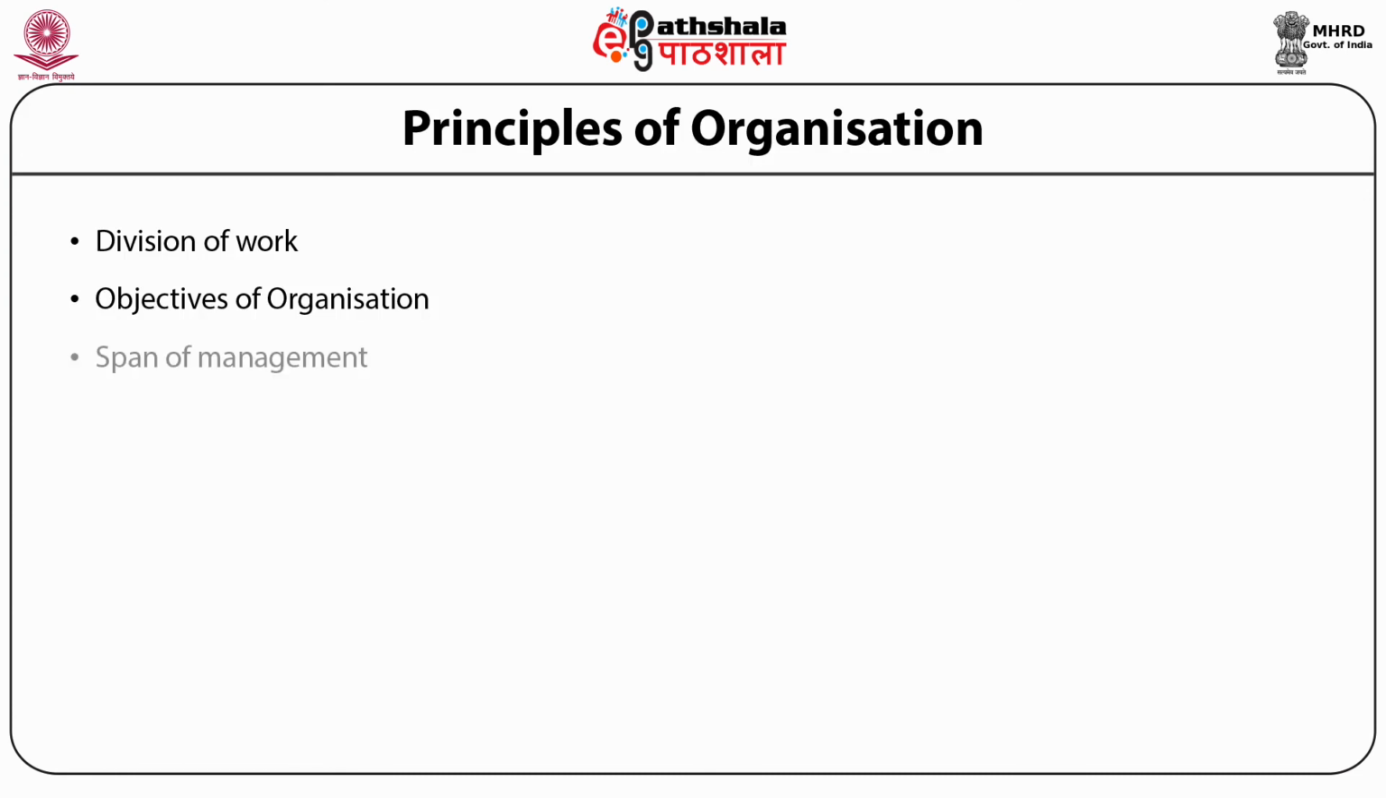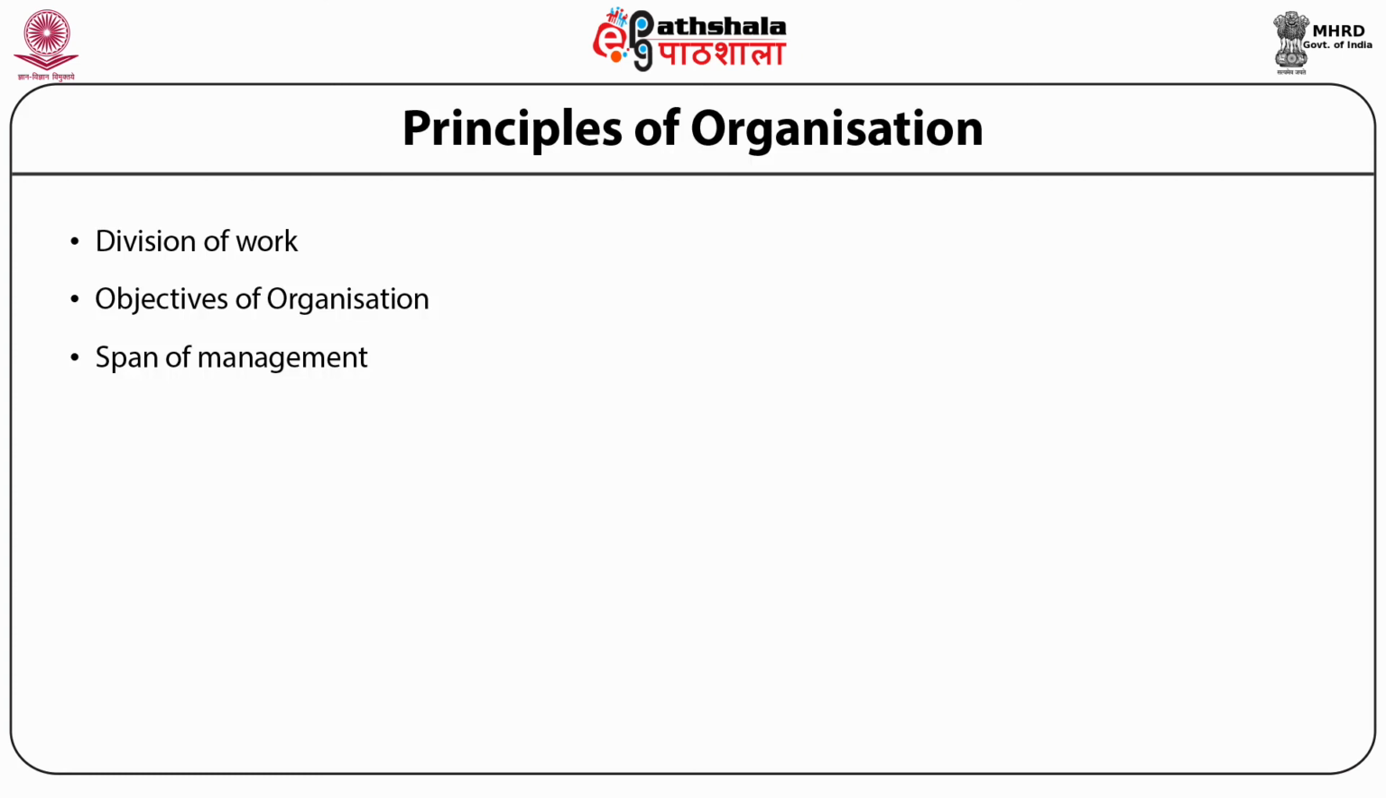Third is span of management. It is also known as span of control. It refers to the number of employees under the direct supervision of the superior. Organization structure also depends on this span of control. Span of control itself depends upon a number of factors. That is, it depends upon the ability of the superior and the nature of his work.